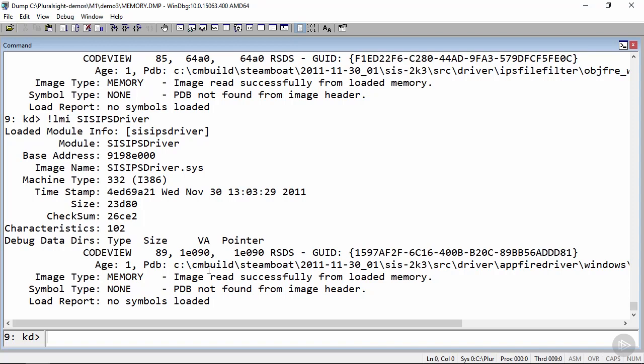So, in summary, this was a 7F bug check caused by a stack overflow. When we looked at the stack, we could see the same driver executing the same bunch of code over and over again until we ran out of kernel stack space. So hopefully this gives you a good idea of how to tackle a stop 7F bug check.